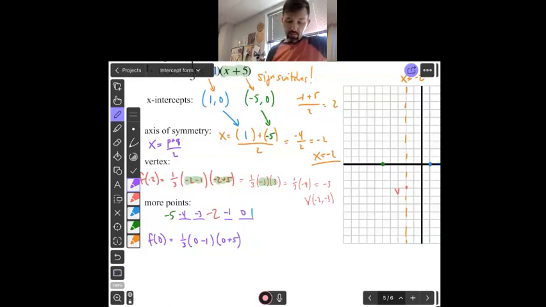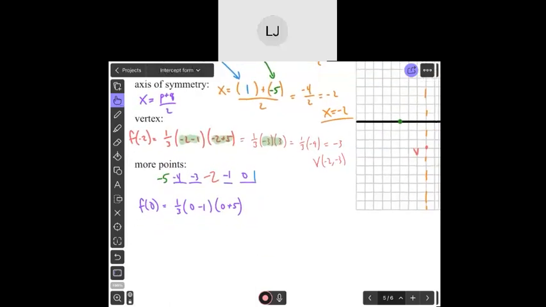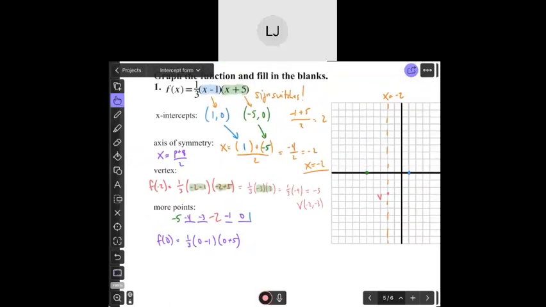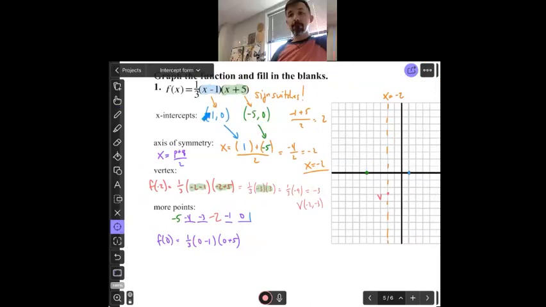Wait, where did you get the green and blue points that you've already plotted? Okay, let's bring the numbers down, Lily. That's why it's called intercept form, because it tells us the x-intercepts. You good?